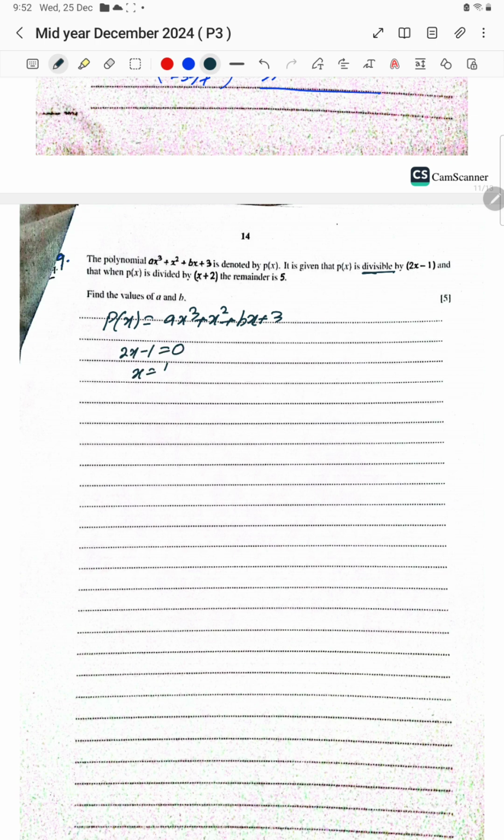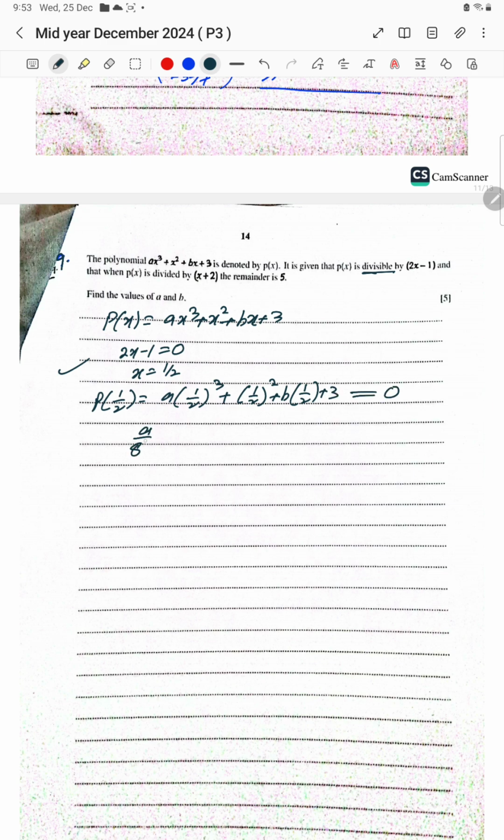So x will be 1 by 2. So p of 1 by 2 is equal to a into 1 by 2 cube. Because if you go with the long division, the calculation might be a little confusing, so a student can get stuck somewhere. So better to go with this method, because it is divisible, so the remainder will be 0. So plus 1 by 2 whole power 2 plus b into 1 by 2 plus 3 and equal to 0.